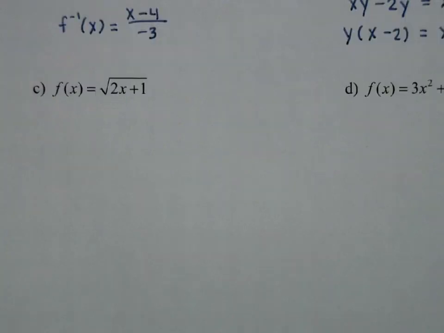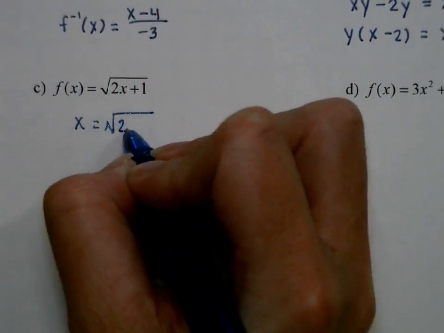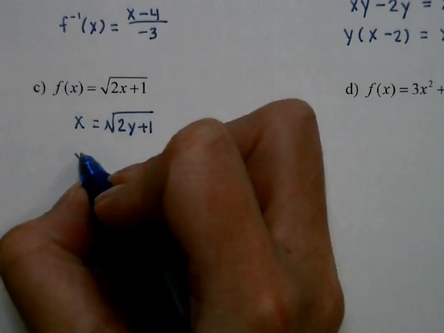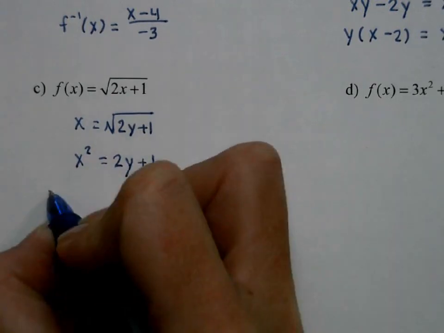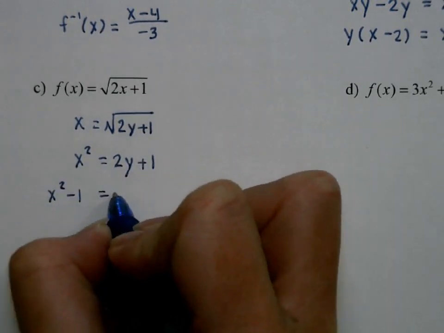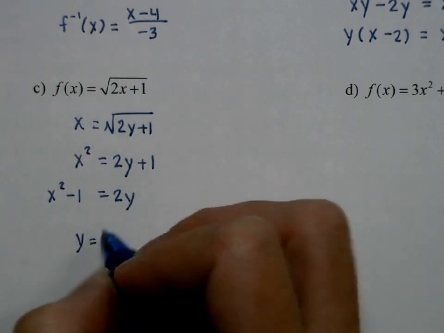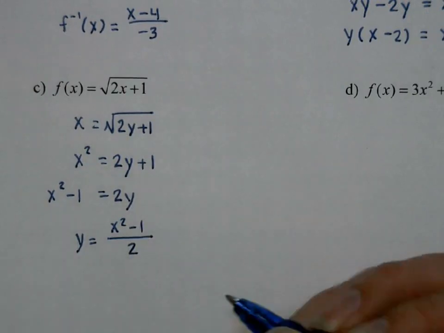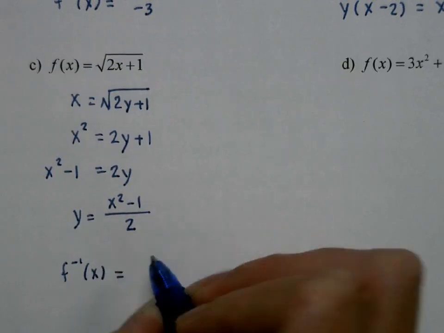So to get the square root, we're going to square both sides, subtract 1, divide by 2. So my inverse equation, using our notation, is that, or you could do 1/2 times x squared minus 1.